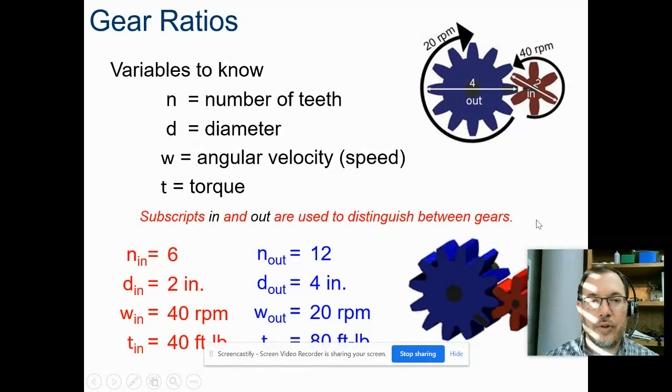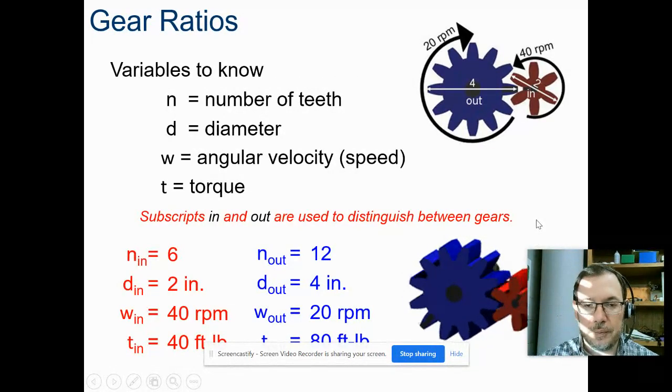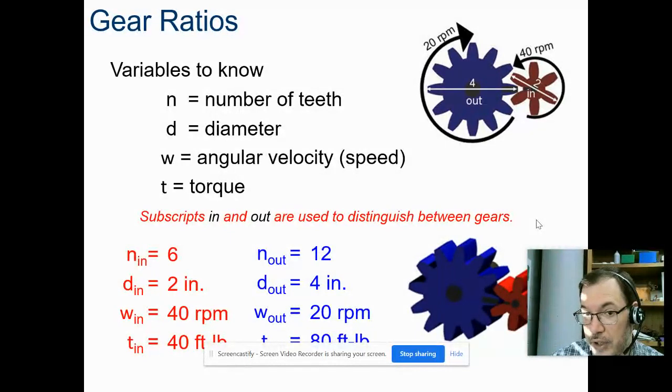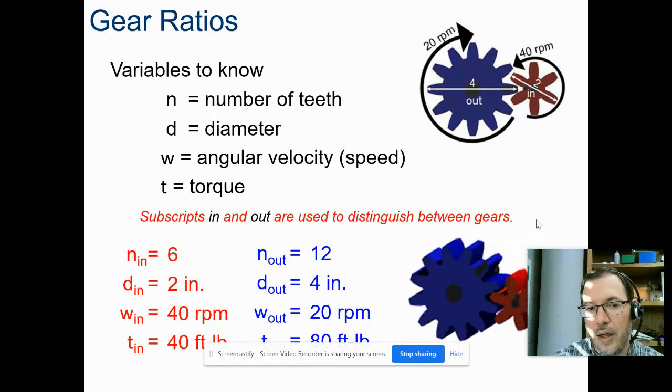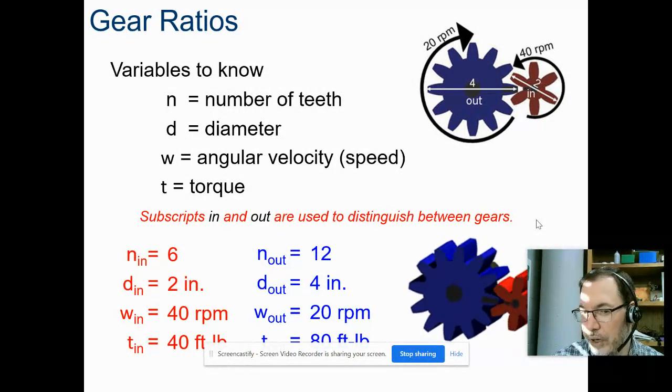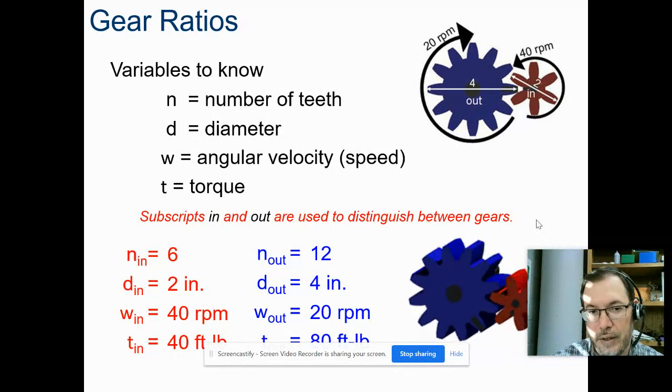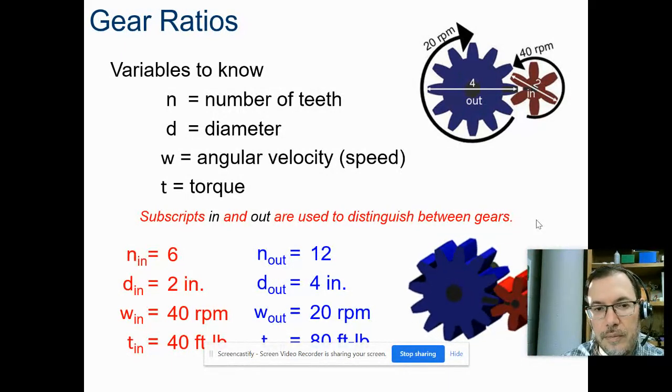All right, so when we talk about gear ratio, what are we really interested in? Well, we have four pieces of information that we want to talk about. One of those is number of teeth, one of those is diameter, one is angular velocity. Now, angular velocity, they have W there as the variable for that, and that is actually not the variable. The variable is actually omega, but it's lowercase. It kind of looks like a W. We'll see it on one of the later slides. I'll actually have the correct symbol in there.